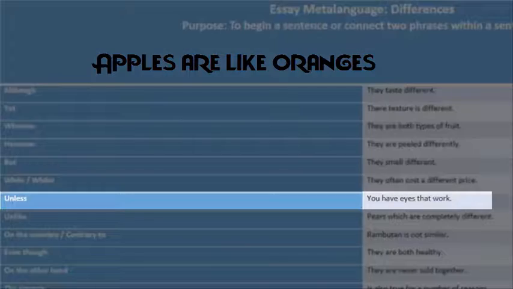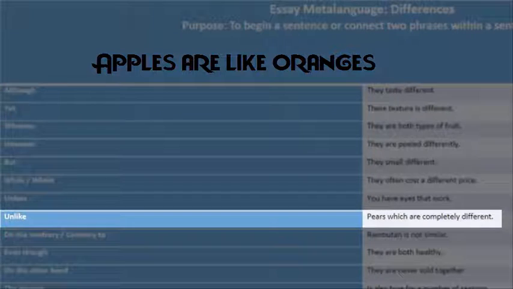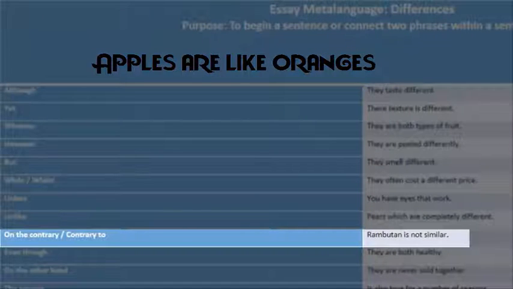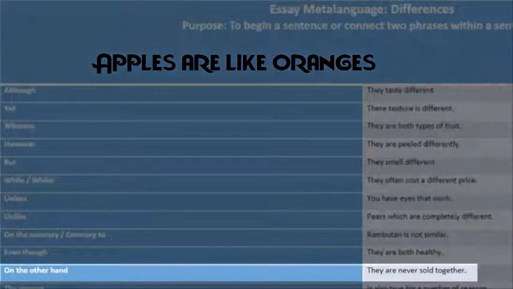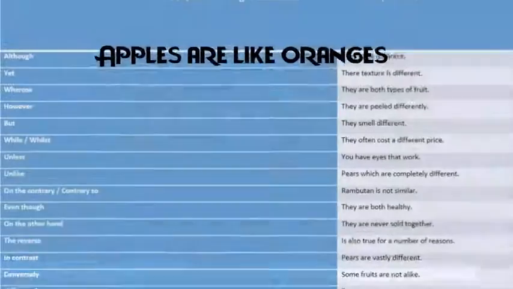Apples are like oranges unless you have eyes that work. Apples are like oranges unlike pears, which are completely different. Apples are like oranges, however, on the contrary, rambutan is not similar. Apples are like oranges even though they are both healthy. Apples are like oranges, on the other hand, they are never sold together.